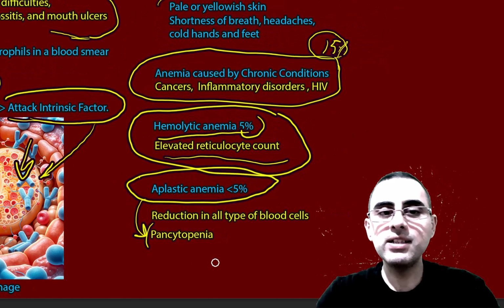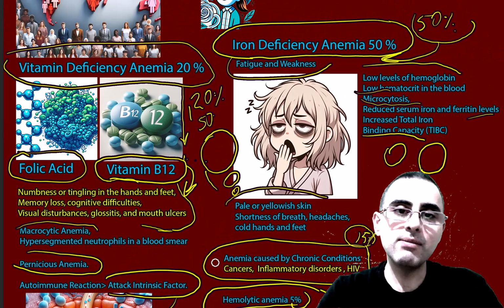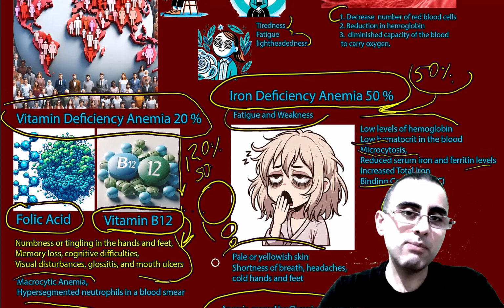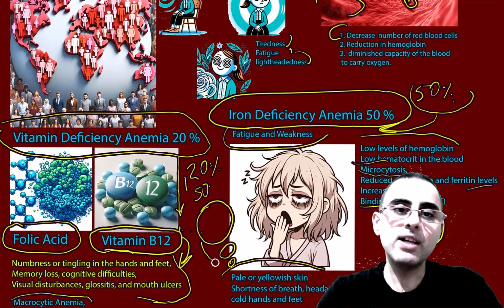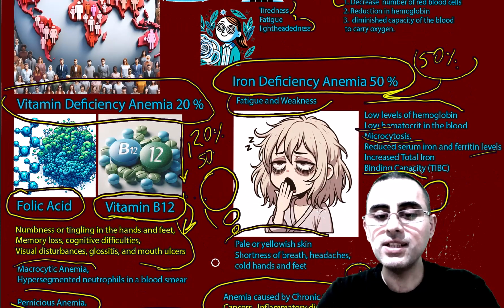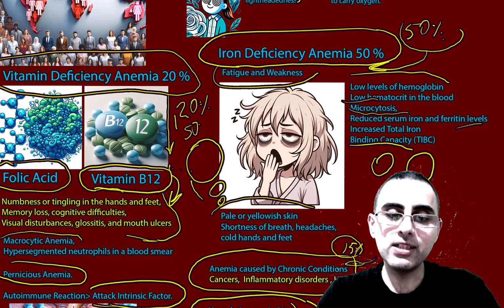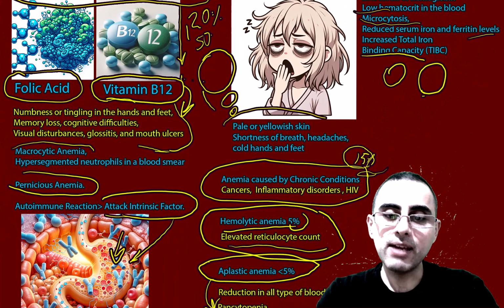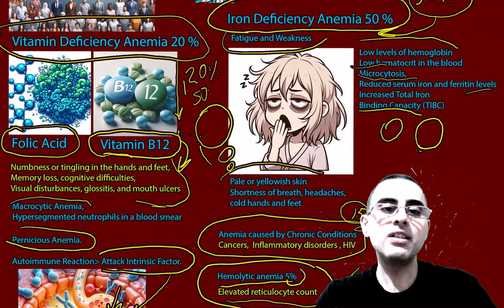Now to summarize, the most common cause of anemia is iron deficiency anemia, especially in young people. In some cases, if a person is vegetarian, we should think about vitamin B12 anemia. In some cases, if a person has serious illnesses, it can be chronic disease, and chronic disease causes anemia. And sometimes it can be hemolytic anemia, sometimes aplastic anemia, but such cases are rare.